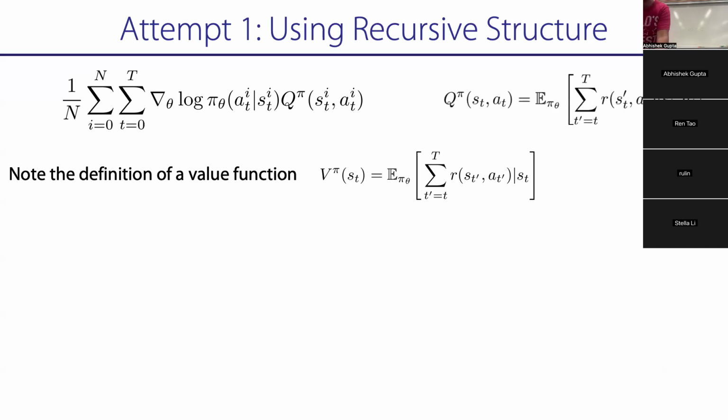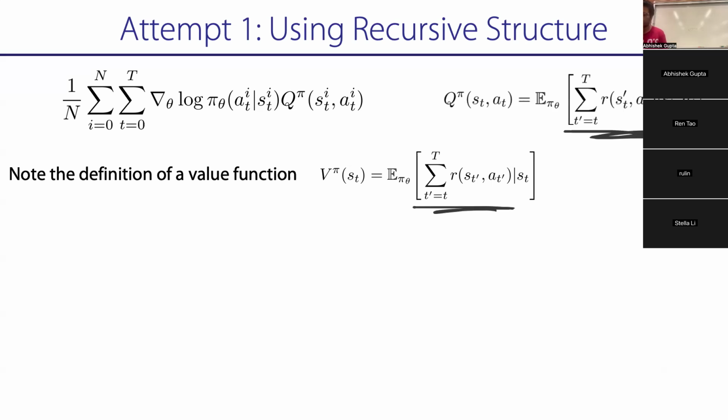So I defined the value function. I defined the Q function. How can I relate the value function to the Q function? It's like the Q function is what value you would get from the state at which you end up after applying the first action. You apply the first action, and then after that, what is the value you would get?